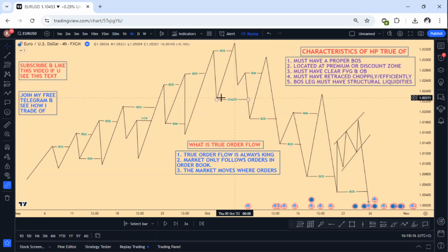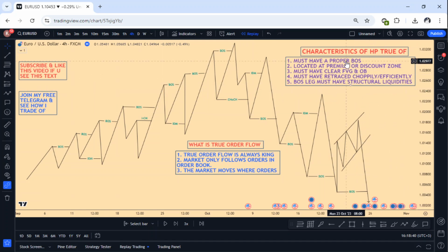So if the market is efficient, it means it's ranging while pulling back. It's ranging a lot. So if it is choppy that way, when it is approaching the order flow zone where there is fair value gap and order block, the market will rapidly move, as I will show in the actual chart. Now the break of structure leg must have structural liquidity. Structural liquidity are basically IDMs and engineered liquidity.